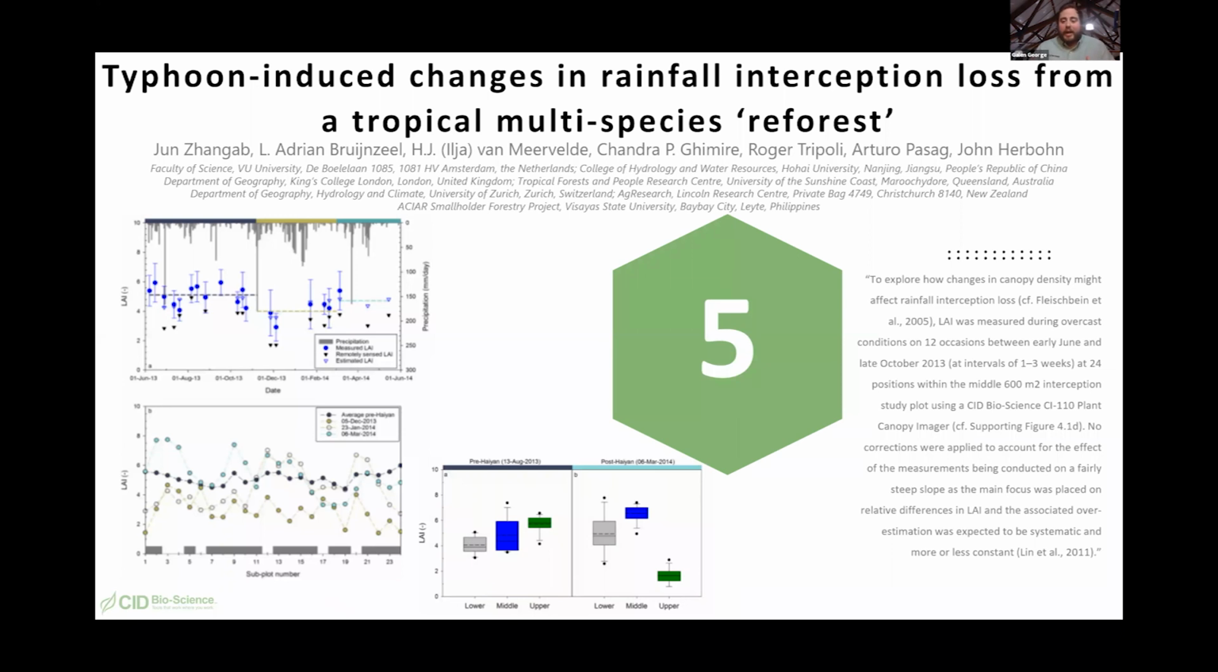So again, a great tool to use to accurately assess the LAI and the canopy size and density, and it can be used in applications beyond just looking at tree spacing. Now you can use it as a tool to look at recovery from natural disasters and stuff like that. So I thought this was a really interesting study.